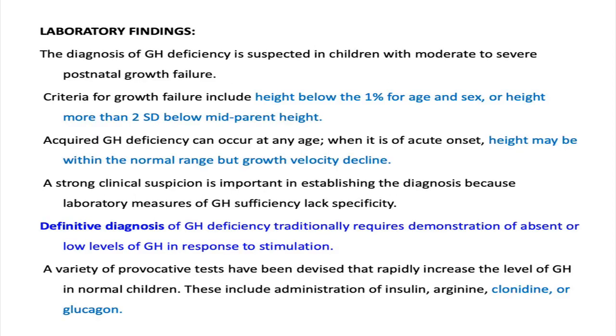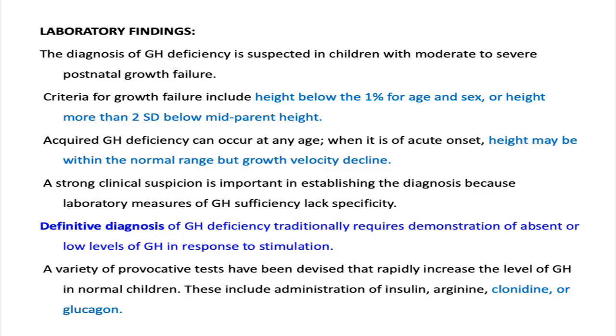Regarding the laboratory findings, the diagnosis of growth hormone deficiency is suspected in children with moderate to severe postnatal growth failure. The criteria for growth failure include height below the first centile for age and sex, or height more than 2 standard deviations below mid-parental height. What we mean by mid-parental height is that we take the height of the father and the mother, and there is a special equation to calculate the mid-parental height. If the height of the patient is more than 2 standard deviations below the mid-parental height, we regard him as a candidate to be investigated for growth hormone deficiency.